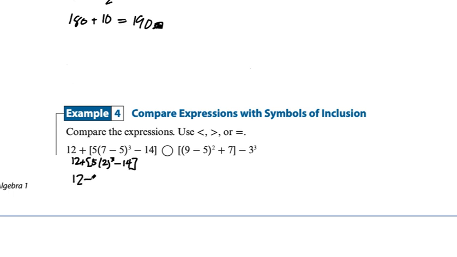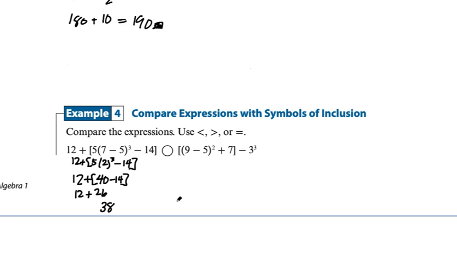So I have 12 plus 5 times 2 to the third power. 2 to the third power is 8. And so 5 times 8 is going to be 40 minus 14. And let's go ahead and finish what's in the bracket there. We're going to end up with 40 minus 14 is going to end up being 26. And so now 12 plus 26, on this left side of the equation, we're going to get 38. And so we're comparing that to whatever happens down here.